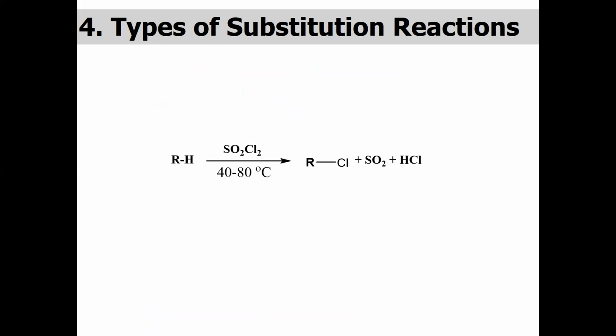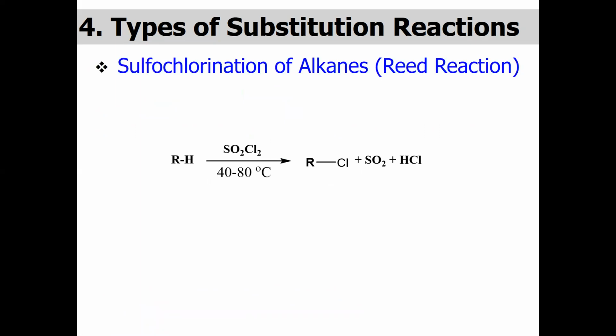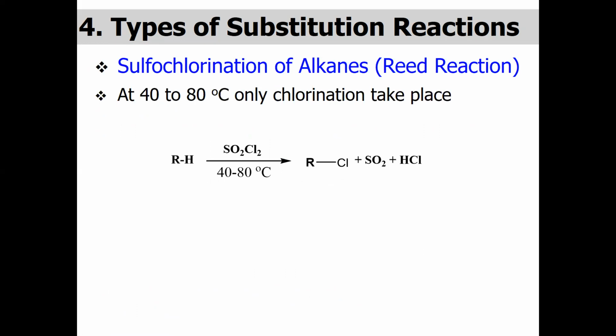And remember regarding the previous Reed reaction, one important thing is the temperature. If we elevate to a slightly high temperature, meaning 40 to 80 degrees Celsius, only chlorination takes place instead of sulfuryl chlorination. Like here, if we use alkane and SO2Cl2, we have the end product alkyl halide instead of sulfonyl chloride.